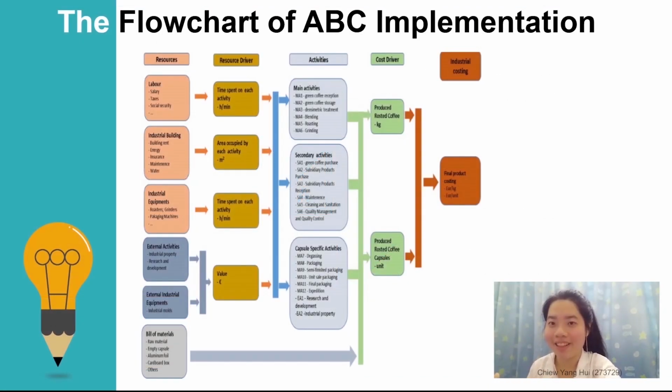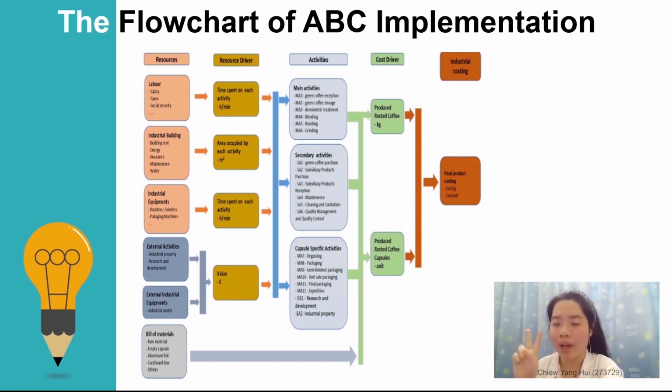As discussed earlier, we are clear that the resource cost is allocated to the activities through the use of resource drivers. This means that there may be more than one activity cost pool, based on their respective resources used. For example, from our case study, all resources involved in the final packaging process, which is one of the capsule-specific activities, are considered as one cost pool.